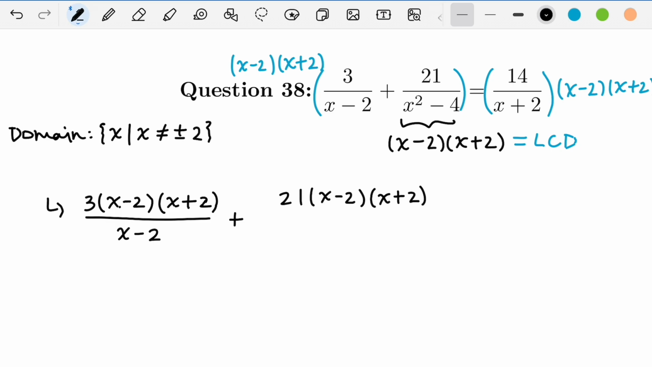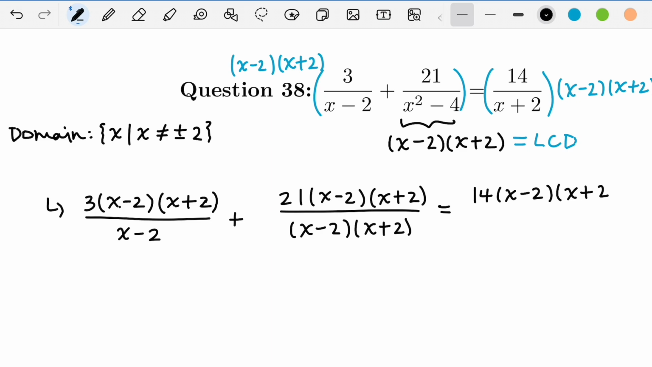And then what I'm going to do is I'm going to keep this denominator, the x squared minus 4, in its factored form. And you might be able to tell why we're doing this already. These guys are going to cancel each other out. And then on the right-hand side, we're going to have 14 over x plus 2 times our LCD. And so we end up with this here.